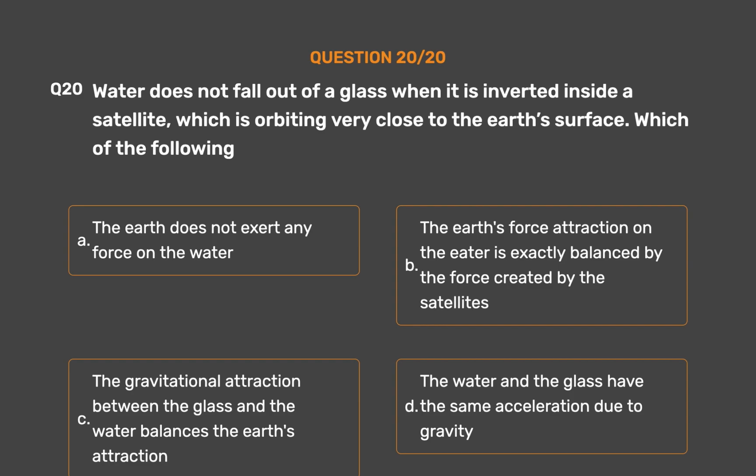The correct answer is option D. The water and the glass have the same acceleration due to gravity.